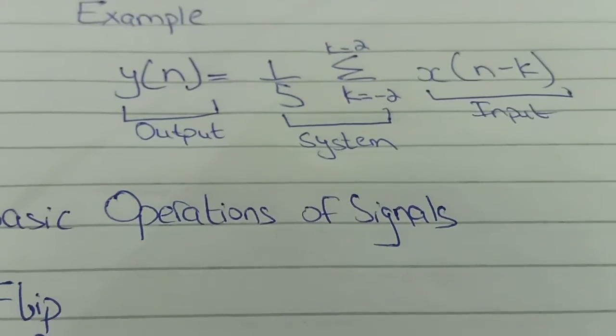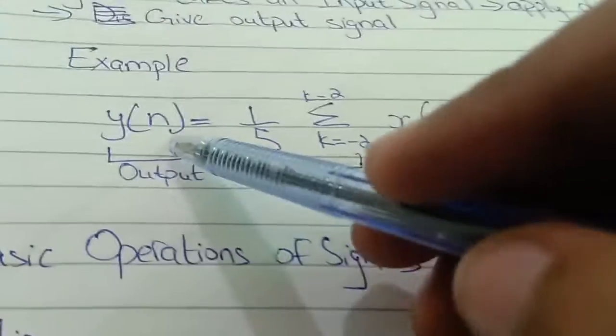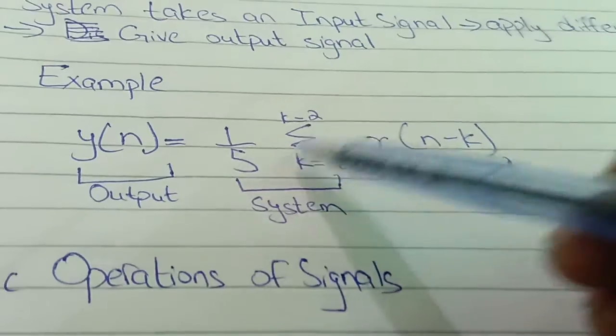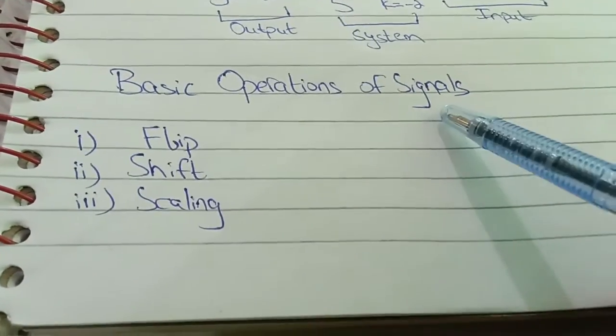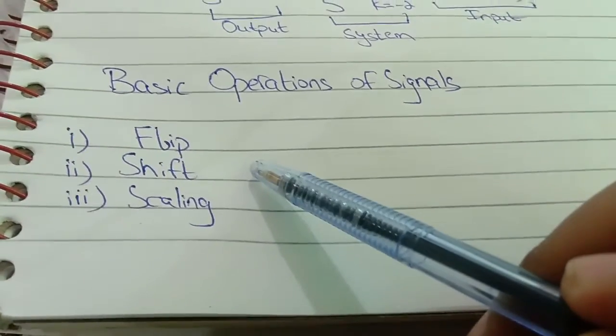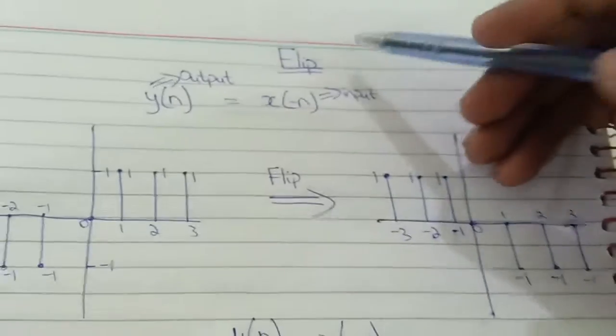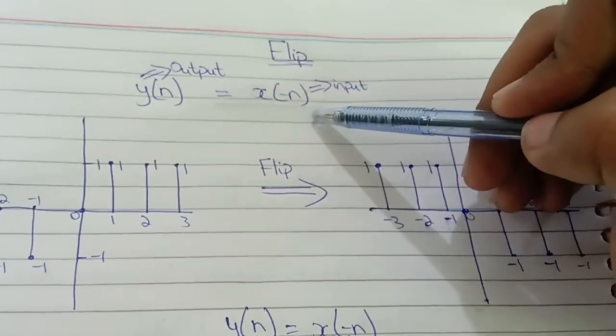Look at an example of a function. First of all, this part of our function is our output. This part of our function is our input, and this part is our system. Now, the basic operations of signals that we will look at in this video are flip, shift, and scaling.